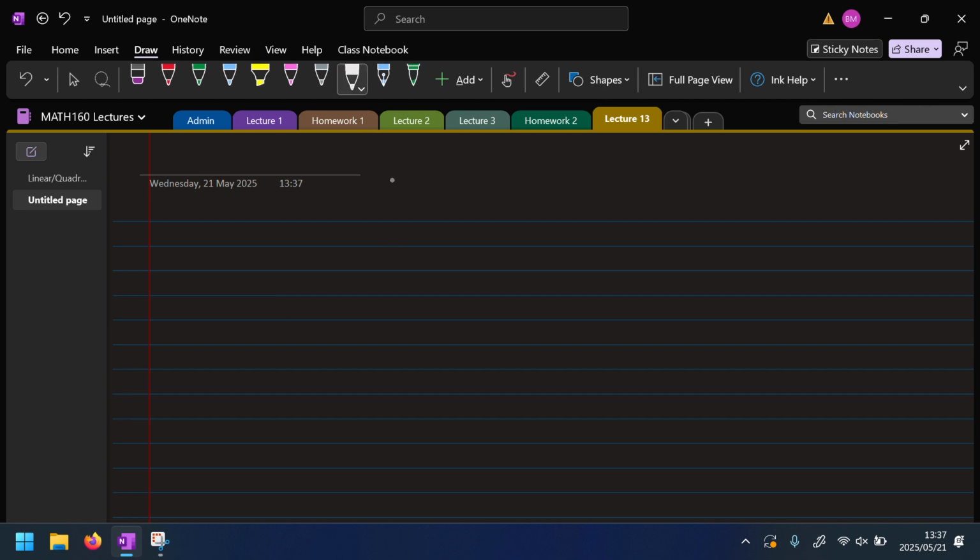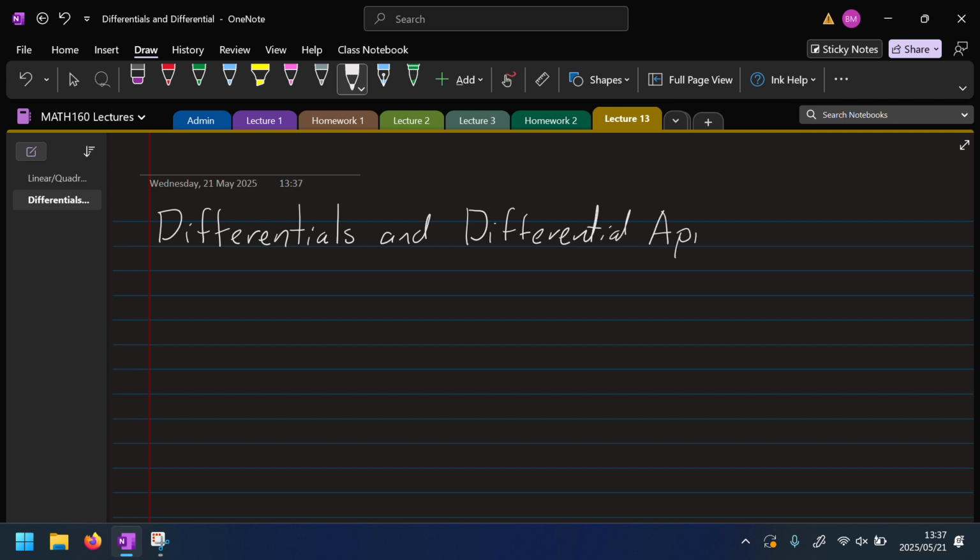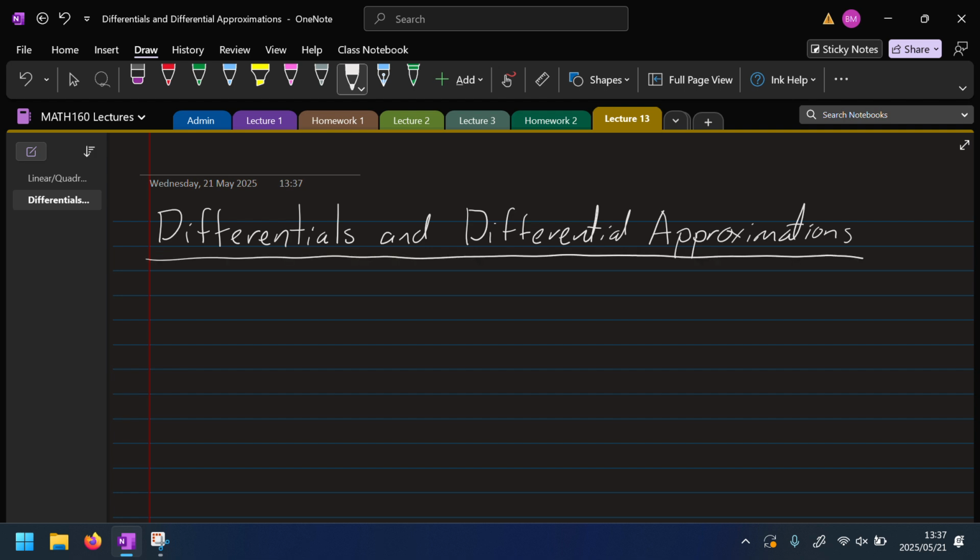So that's the first part of the approximations, the linear and quadratic approximations. The next part of the section is differentials and differential approximations. You should have seen this in your physics practicals, but we'll go through it just as the maths.